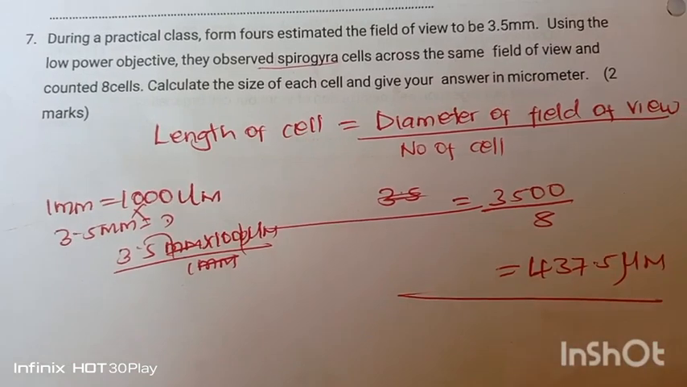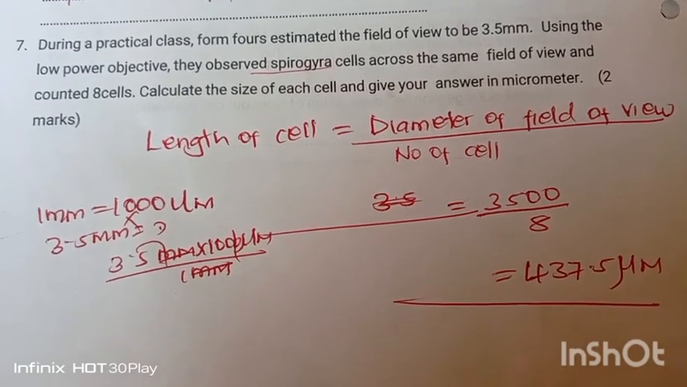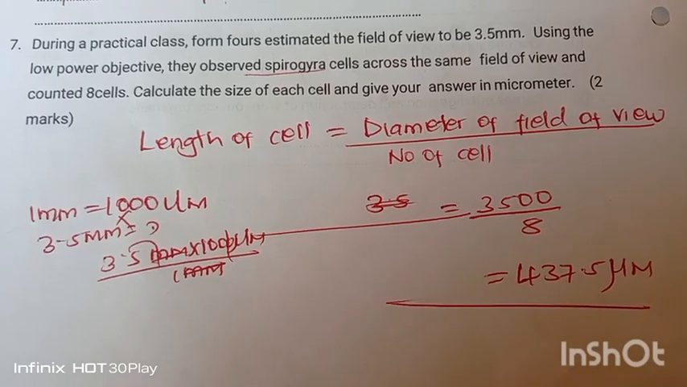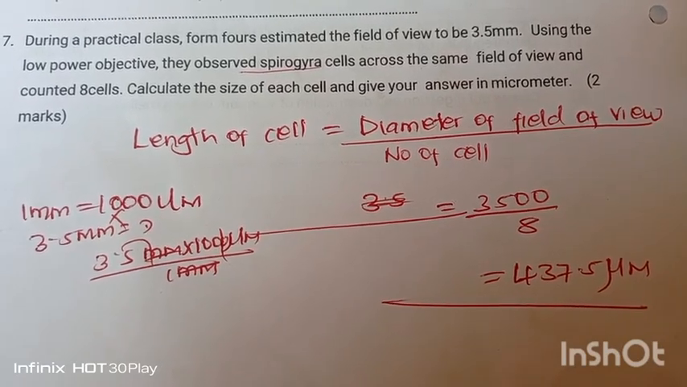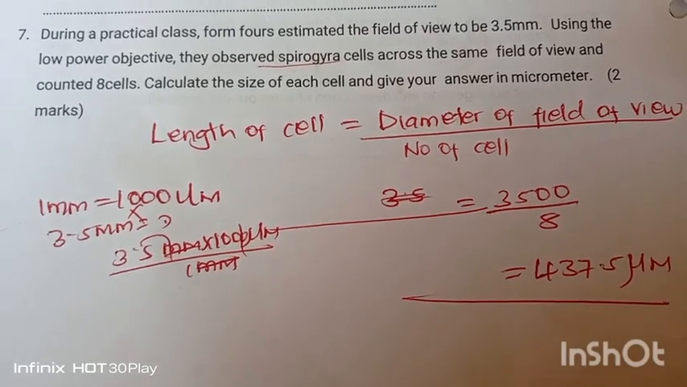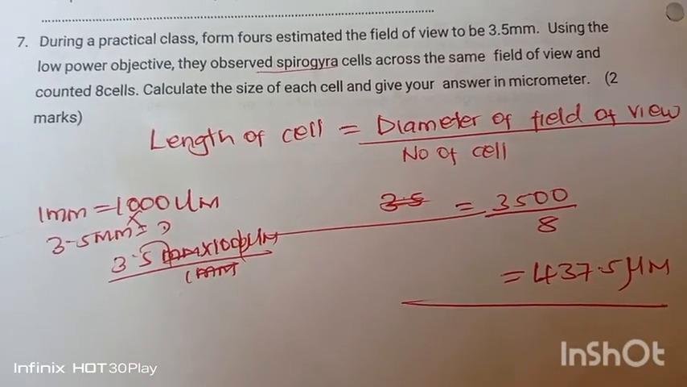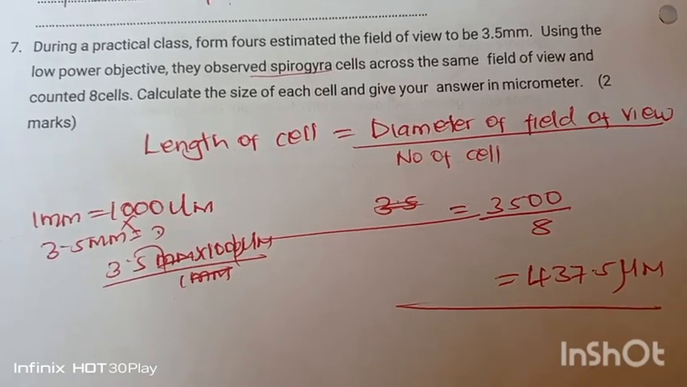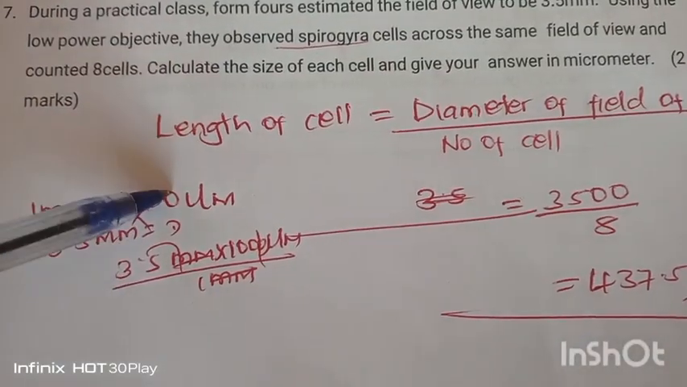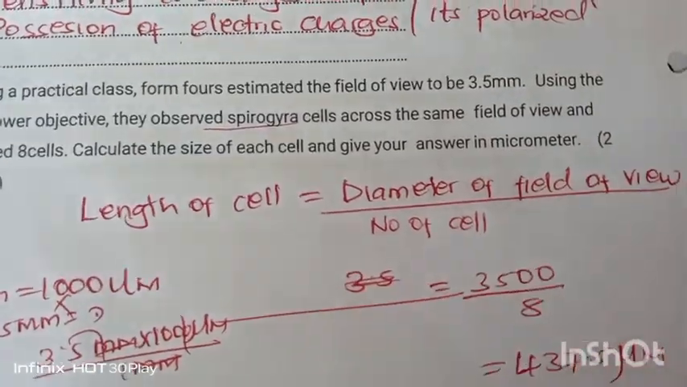During practical class, Form 4s estimated the field of view to be 3.5 millimeters. Using the low power objective lens, they observed Spirogyra cells across the same field of view and counted 8 cells. Calculate the size of the cell and give your answer in micrometers. So the first thing that you're supposed to do there, you convert the millimeters into micrometers. 1 millimeter is equal to 1000 micrometers. How about 3.5 millimeters? So you cross multiply, you get 3.5 millimeters multiplied by 1000 over 1 millimeter. So the millimeter units cancel out, and then you get 3500.